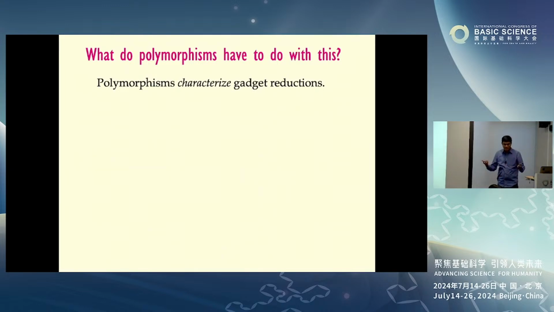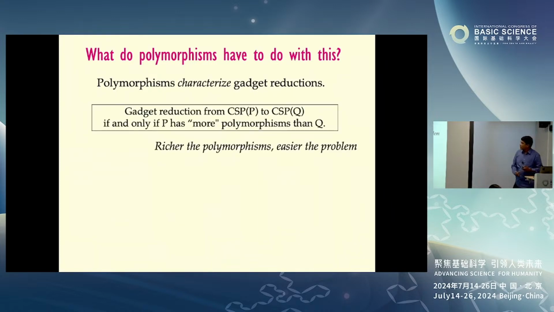Because you probably wondered this, right? Reduce one problem to the other, it looks like magic. Turns out you can reduce a CSP problem to another CSP problem if and only if, in a formal sense, P has more polymorphisms than Q. So in some sense, richer the polymorphisms, easier the problem. So that's one way to remember it. Okay, it gives you this.